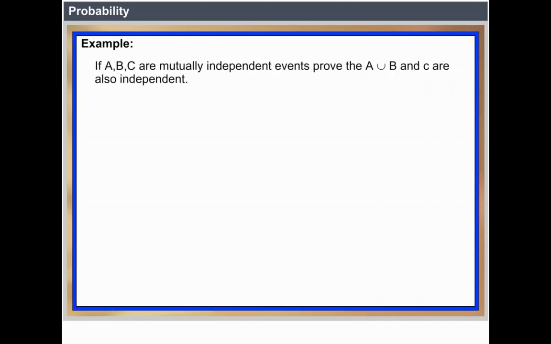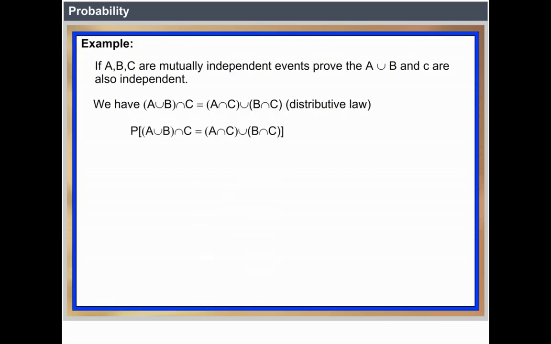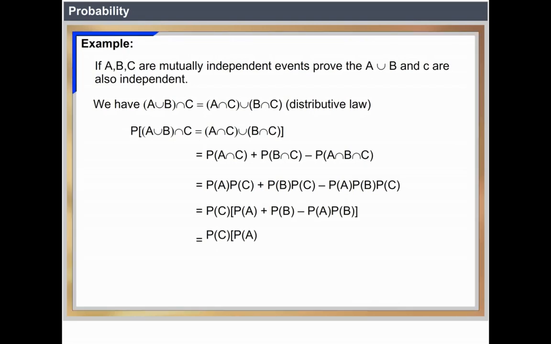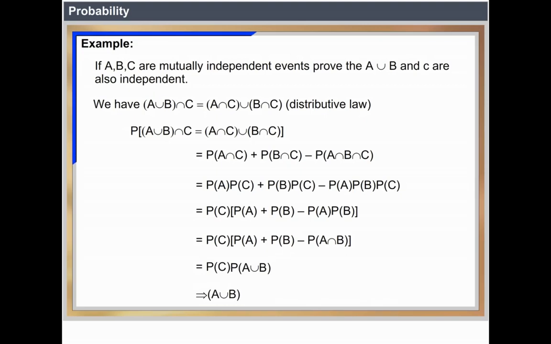Example: if A, B, C are mutually independent events, prove that A ∪ B and C are also independent. We have (A ∪ B) ∩ C = (A ∩ C) ∪ (B ∩ C), called the distributive law. P((A ∪ B) ∩ C) = P((A ∩ C) ∪ (B ∩ C)) = P(A ∩ C) + P(B ∩ C) − P(A ∩ B ∩ C) = P(A)·P(C) + P(B)·P(C) − P(A)·P(B)·P(C) = P(C)·[P(A) + P(B) − P(A)·P(B)] = P(C)·[P(A) + P(B) − P(A ∩ B)] = P(C)·P(A ∪ B). This implies A ∪ B and C are independent.